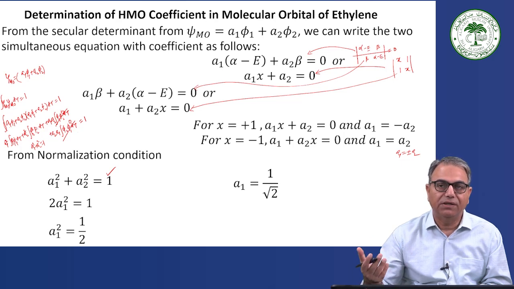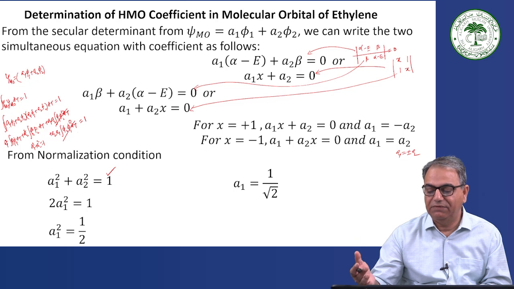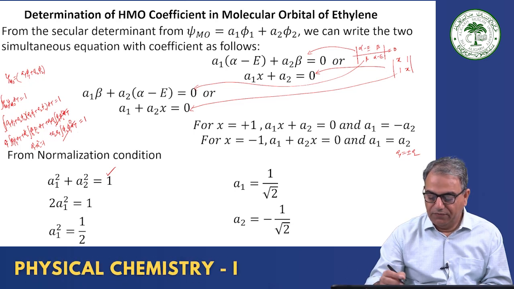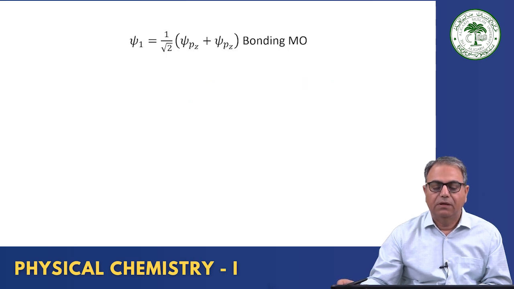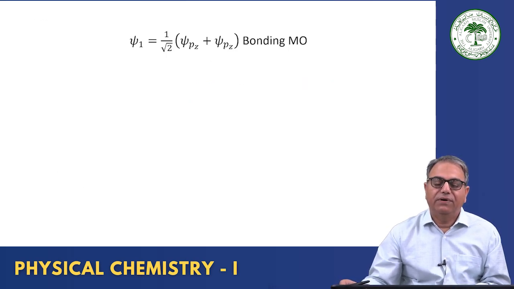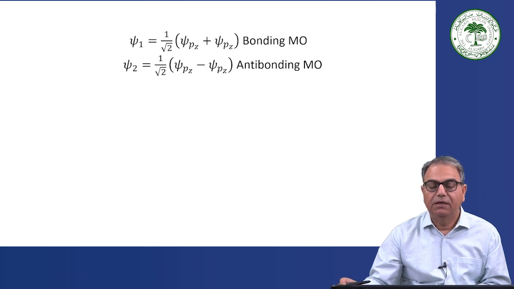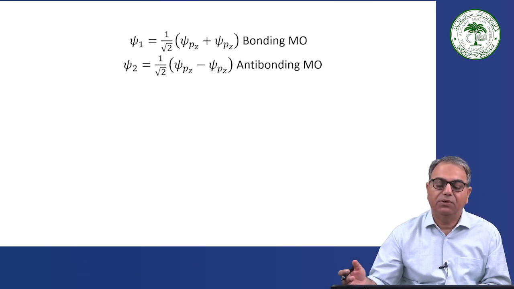So, you need 2 eigenfunctions, and if A1 is equal to A2, then A1 is 1 by root 2 and A2 is 1 by root 2. So, you can write only one eigenfunction. You cannot write 2 eigenfunctions. So, in order to make it so, you write A2 is equal to minus 1 by root 2. Now, we can write that one of the wave functions, psi 1, will be 1 by root 2 (psi pz plus psi pz) for the bonding molecular orbital. Another wave function which you can write is 1 by root 2 (psi pz minus psi pz), because A2 is equal to both plus minus 1 by root 2, so this is the anti-bonding molecular orbital.